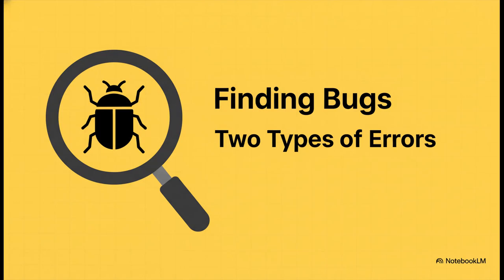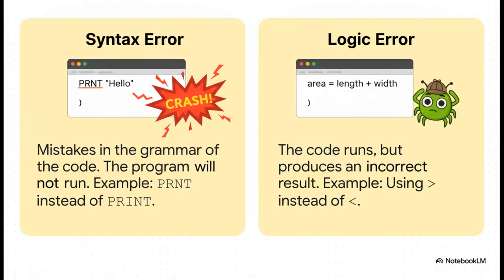The whole reason we test is to find bugs, errors. For your exam, you'll need to be able to spot and sometimes even fix two main types of errors. Now, getting the difference here is so important. A syntax error is basically a typo or a grammar mistake, like spelling print as PRNT. The program will just crash, it won't run at all. But a logic error? Ooh, that's way sneakier. The code runs just fine, no crashes, but it doesn't do what you wanted it to. Maybe you used a greater than sign when you needed a less than sign. Your trace table is the ultimate weapon for hunting down those logic errors.